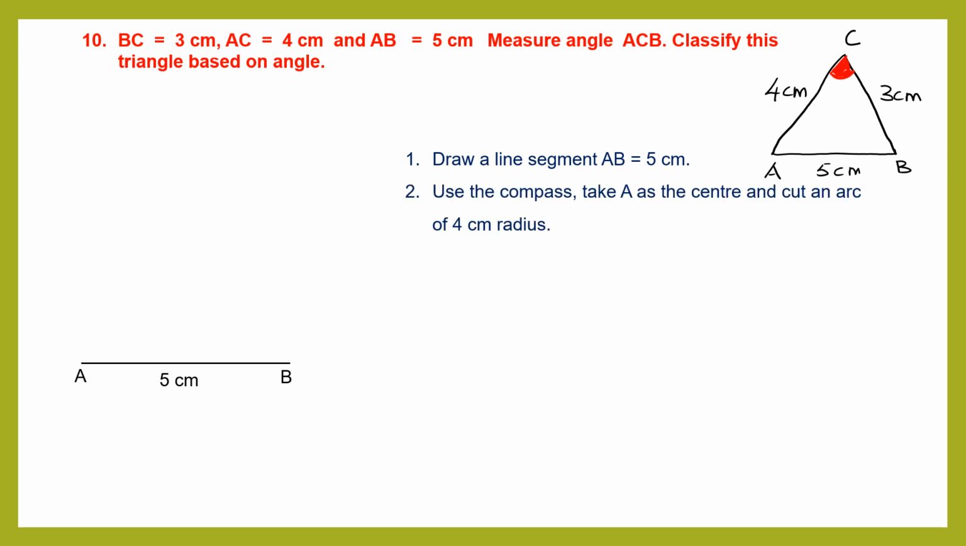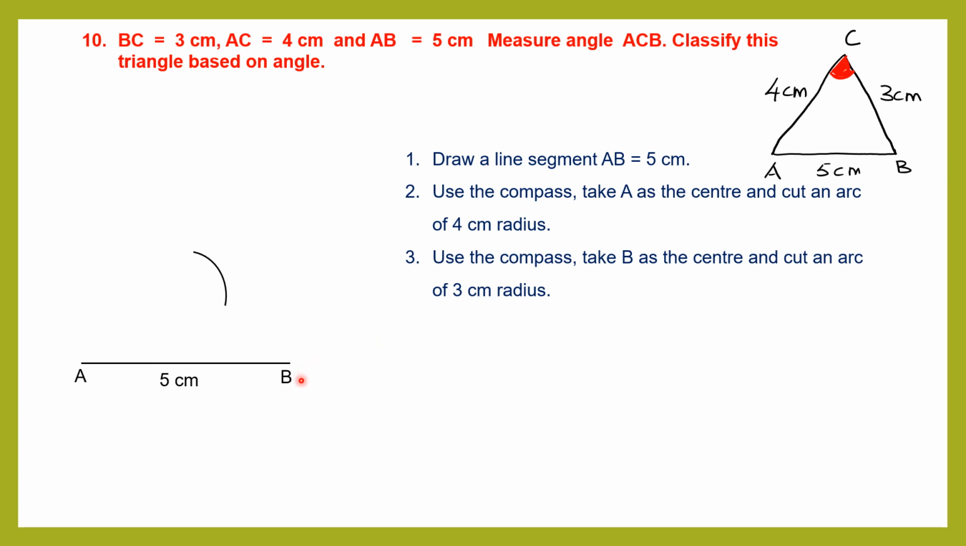Now use your compass, take A as a center and cut an arc of 4 centimeter radius because you can see this is 4 centimeters. So take the 4 centimeters on your compass, place it at A and draw an arc. So we've got an arc drawn. Now place it at B and cut an arc of 3 centimeter radius, because BC is 3 centimeters. So take 3 centimeters, place your needle here and cut this arc. So we've cut that arc. Now you can see that they have met at a particular point. So mark that intersecting point as C.